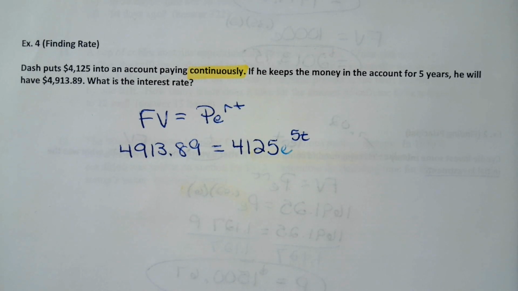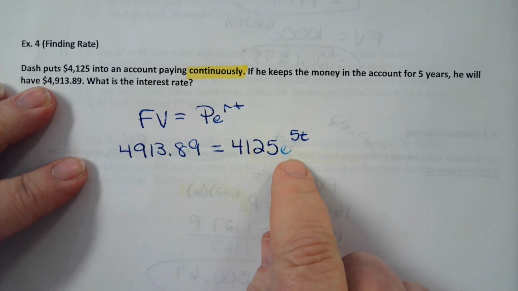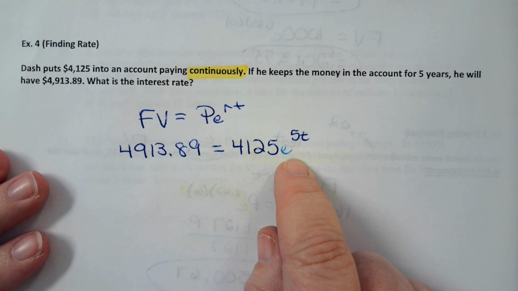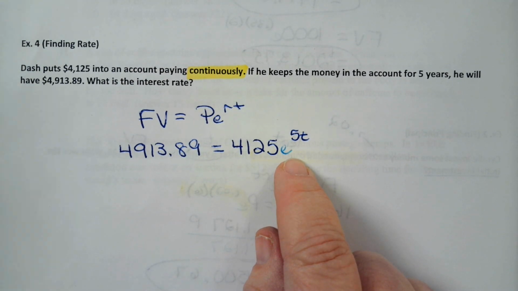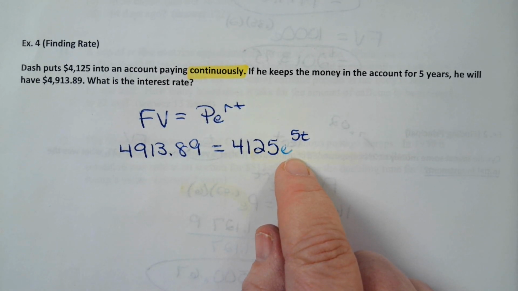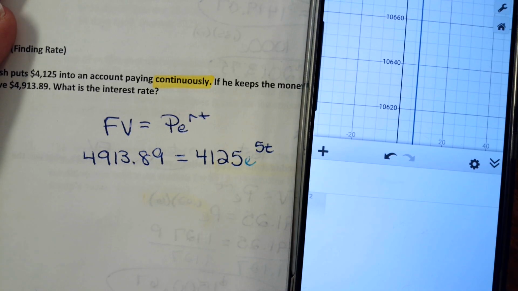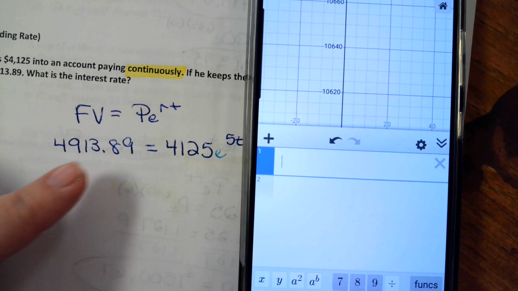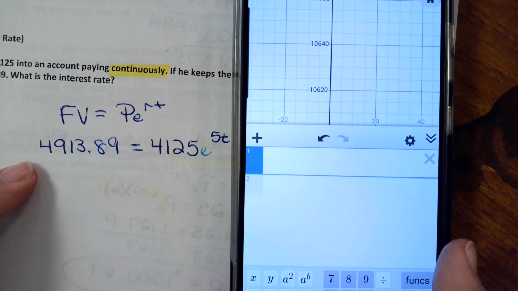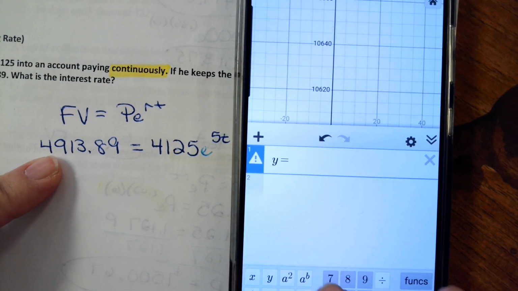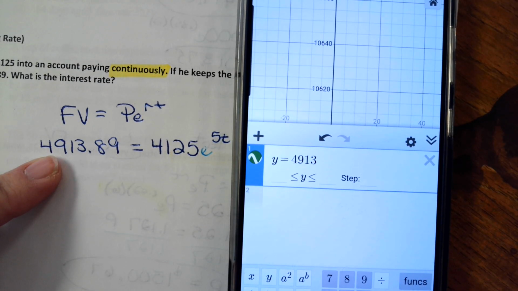All right, so once again, since we've got a base of E, we would have to use the natural log. It's easy to do natural log, but depending on what class you're in, you may have covered natural log by now or you may not have. So again, I would just suggest doing left side, right side for this one. Coming right here, the left side does not have a variable, so I'm going to do the y equals. So we got y equals 4913.89.